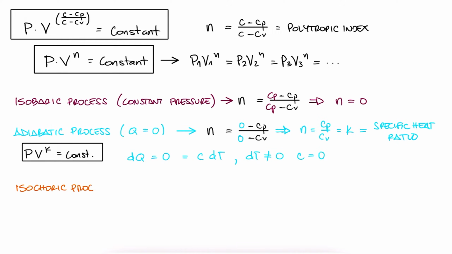For an isochoric process, constant volume, we would have the general C be Cv, the specific heat at constant volume. In this case, the denominator would approach 0 and therefore n would approach infinity.